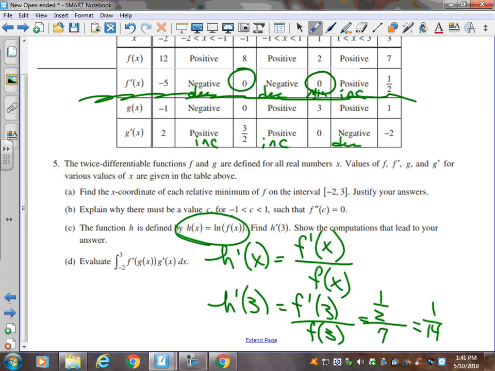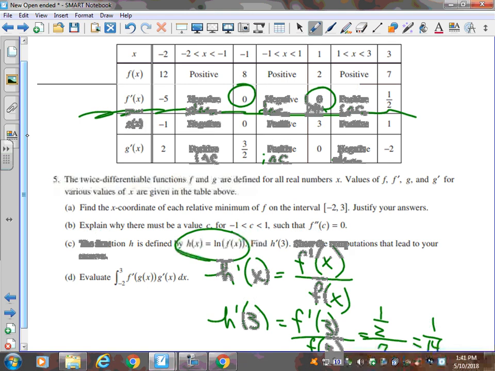Are you okay with that? I understand that you use ln work to do that derivative. And once you do that, you come up here to your chart. You find 3. You pick off the value of the function and put it on the bottom, and the value of the derivative and put it on top and divide. Or if you had this as 1 over this times the derivative, it would have been 1/7 times 1/2 already.